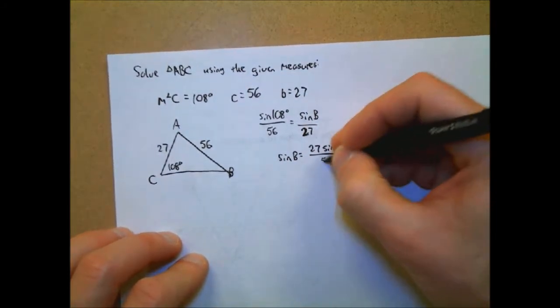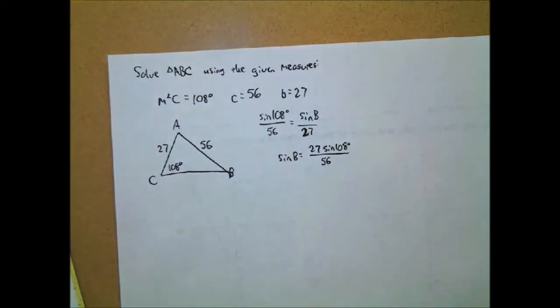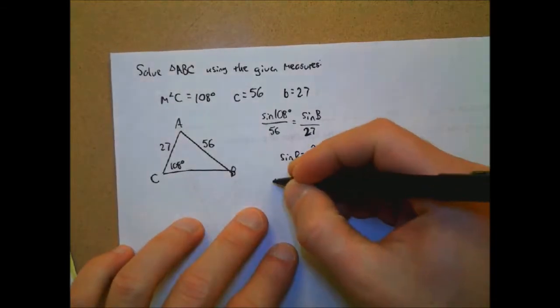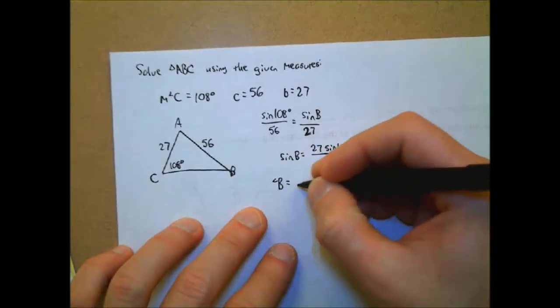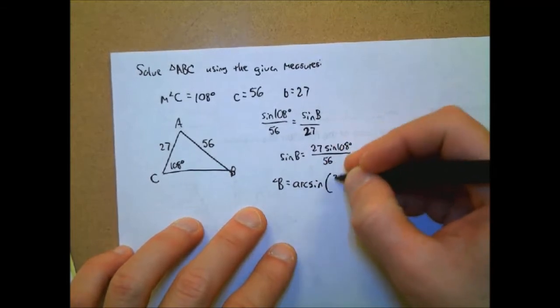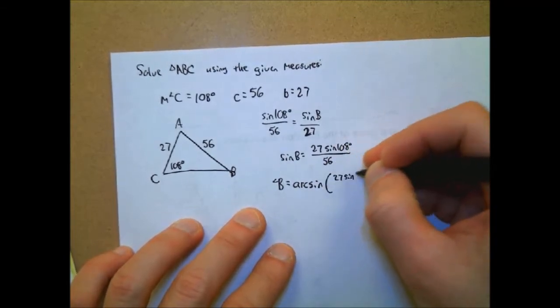So we solved for sine of angle B, but we don't have B by itself. We want to find just B by itself, so what do we have to do to both sides to get B by itself? Arc sine, or sine inverse. So we get angle B is precisely the arc sine, or sine inverse, of this quantity, 27 sine of 108 all over 56.